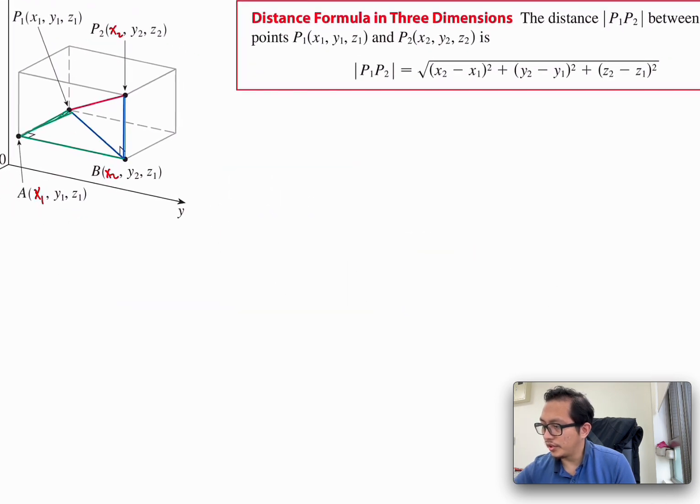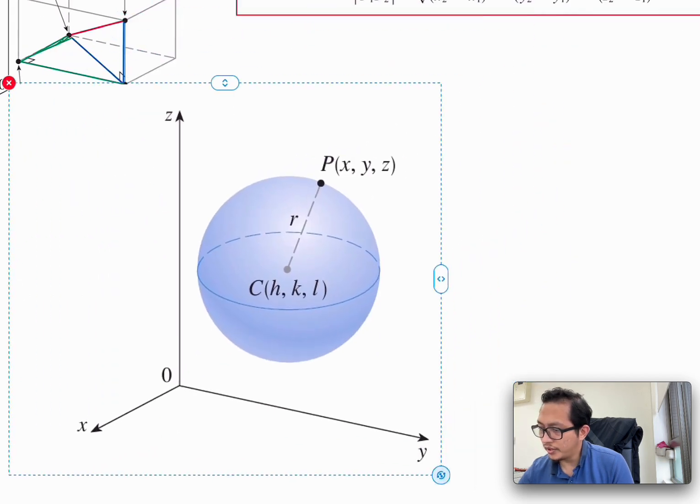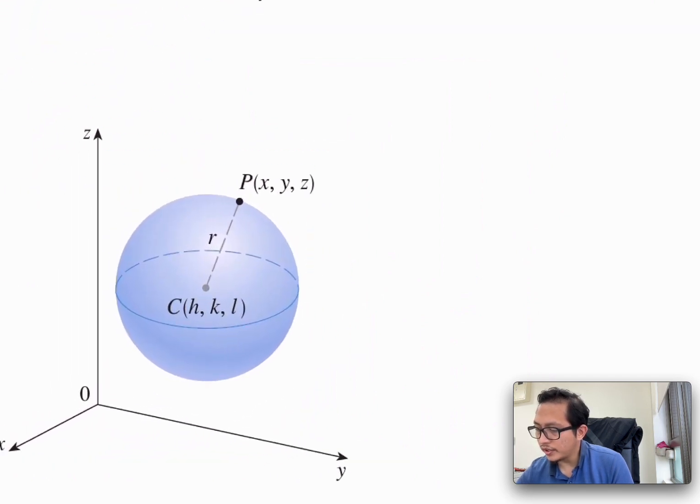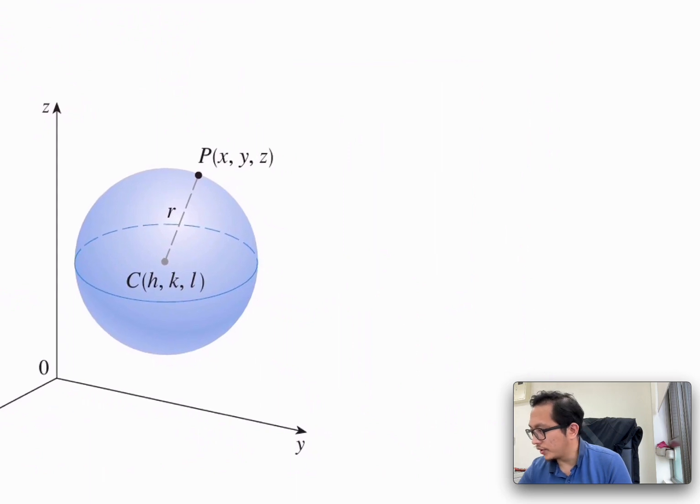Okay, and from this distance we could also get the sphere here. So imagine that we have a sphere with the radius r, and then we have a center h, k, l, and we have x, y, z as our destinations. So we would like to know the radius. So the radius we could get as a distance.